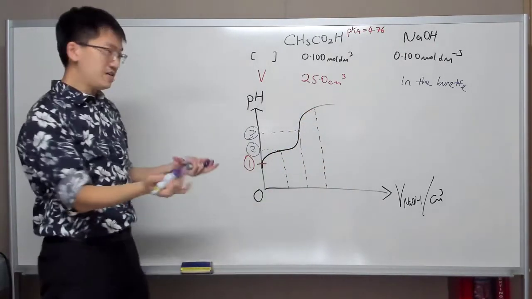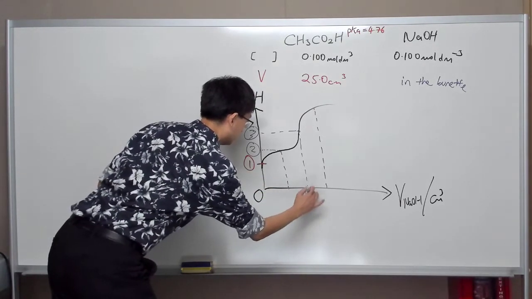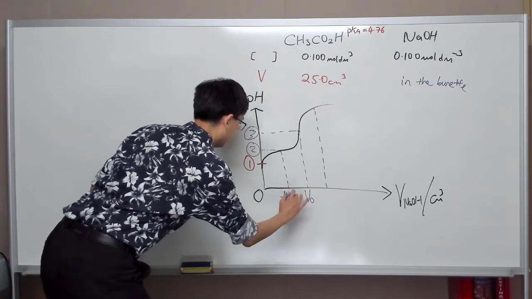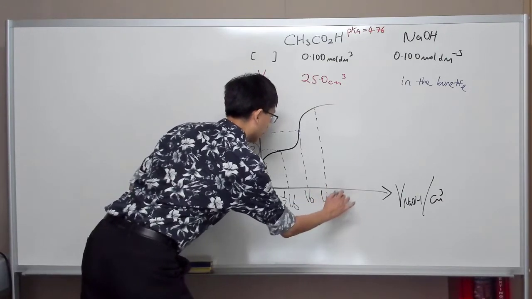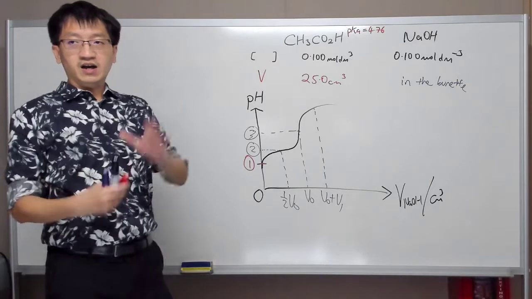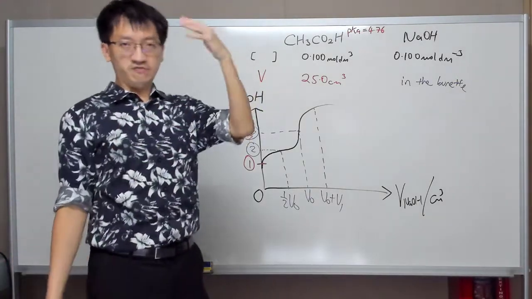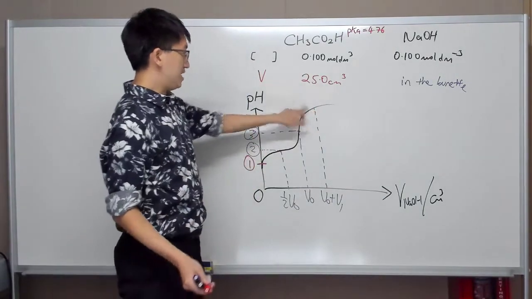Okay, so normally for the equivalence point, I'll just put it as V naught. This is the half equivalence point, half V naught, and then this is probably V naught plus V1. So V naught is the equivalence point. V naught plus V1 means you add maybe a little bit of excess sodium hydroxide, so that, let's say you want to calculate the pH, you can do that.